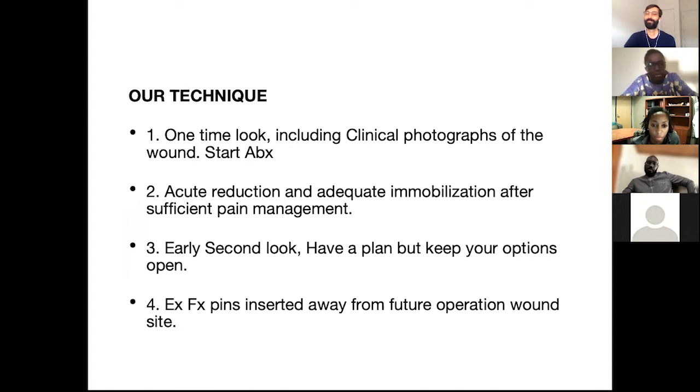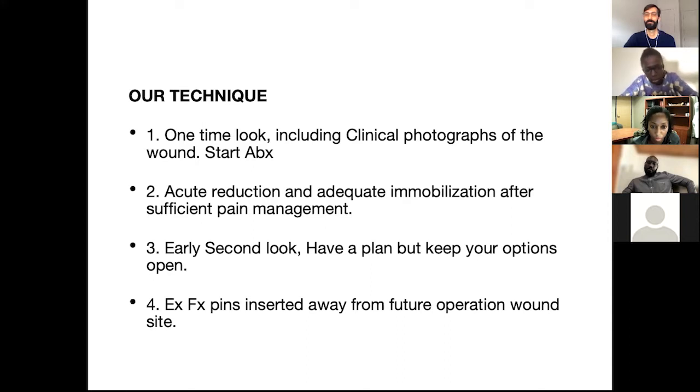So this is just a summary of our technique. What we did is the same as what I've just said, but it's a summary. We did a 2-stage procedure: one was X-fix, the other one was RF. But we made sure to give antibiotics to this patient and kept him in the hospital, because we were scared that if he had gone home, he would have had an infection before coming back.